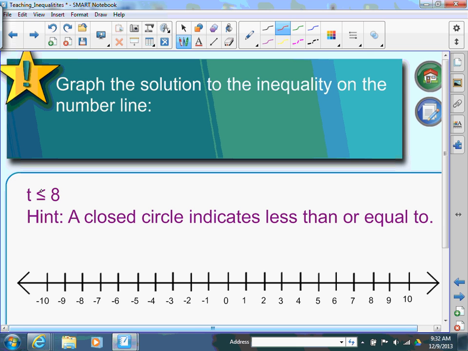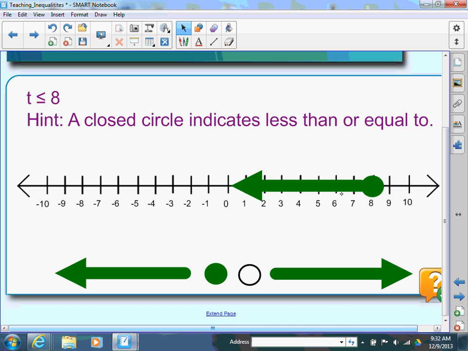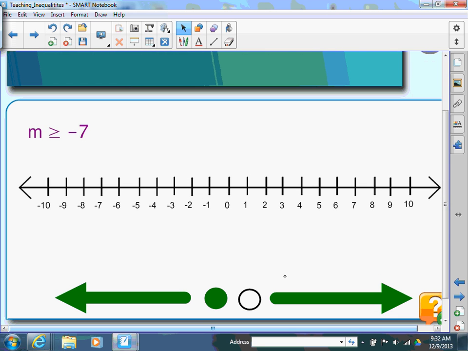All numbers less than or equal to 8. What number do I go to? Okay. Open or close? Close. So closed circle. Do I shade right or shade left? Left. All these numbers that are smaller than 8. Any questions? Okay, next one. You tell me where to go. Closed on, to the right. Good. Any questions?